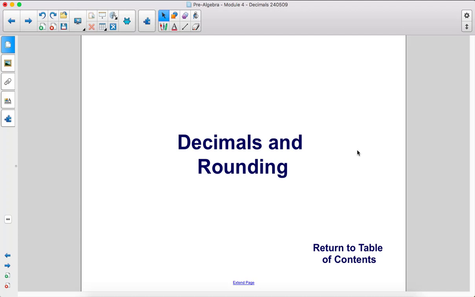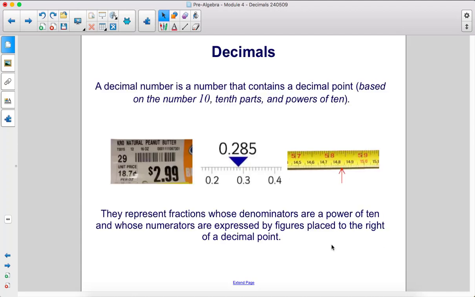Decimals and rounding. A decimal number is a number that contains a decimal point based on the number 10, tenth parts, and powers of 10. They represent fractions whose denominators are a power of 10 and whose numerators are expressed by figures placed to the right of a decimal point.